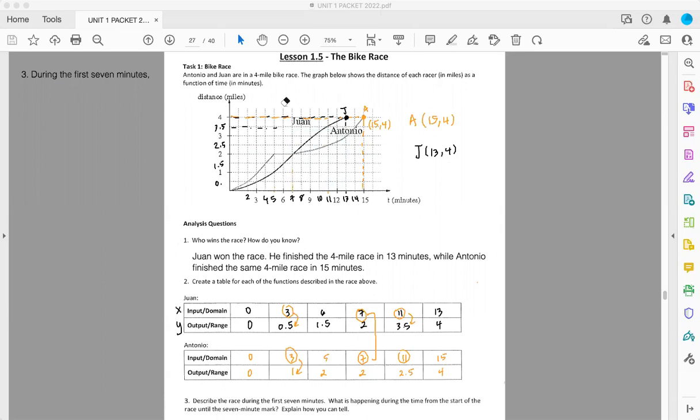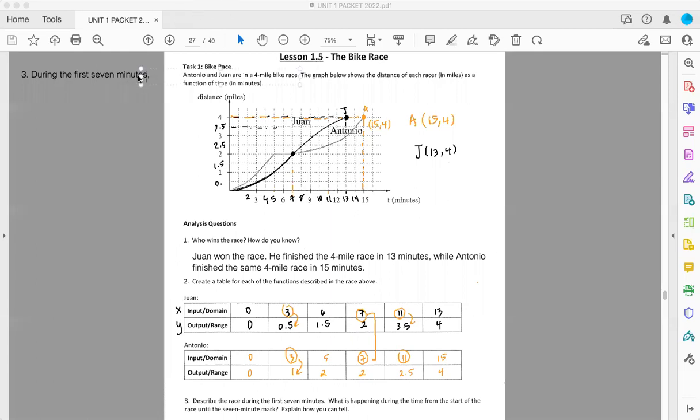So what really happened here? This is the 7-minute mark. For the first 7 minutes, the darker graph is under the lighter graph. The graph that is darker is Juan's graph. So during the first 7 minutes, what's going on?